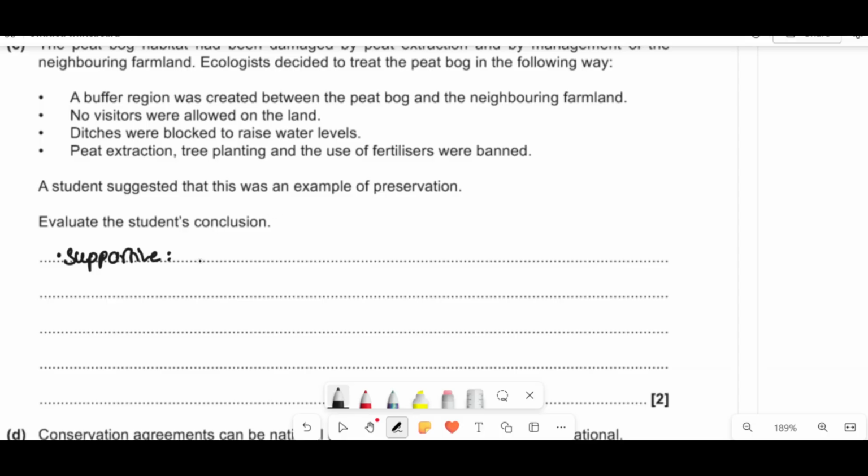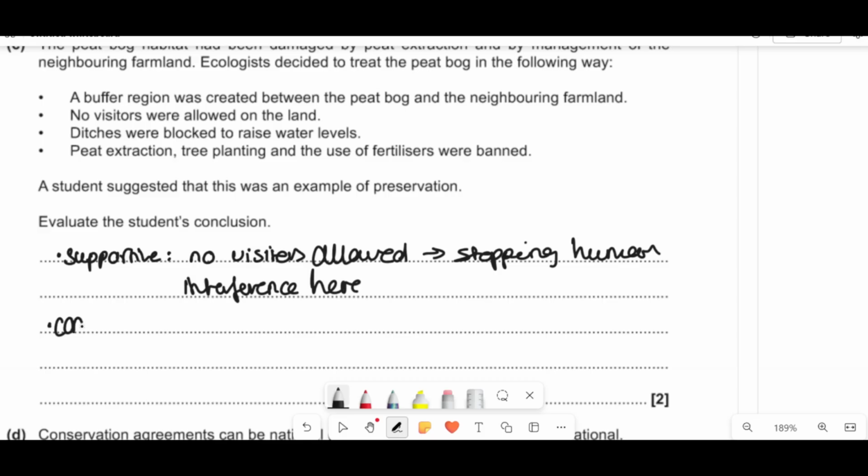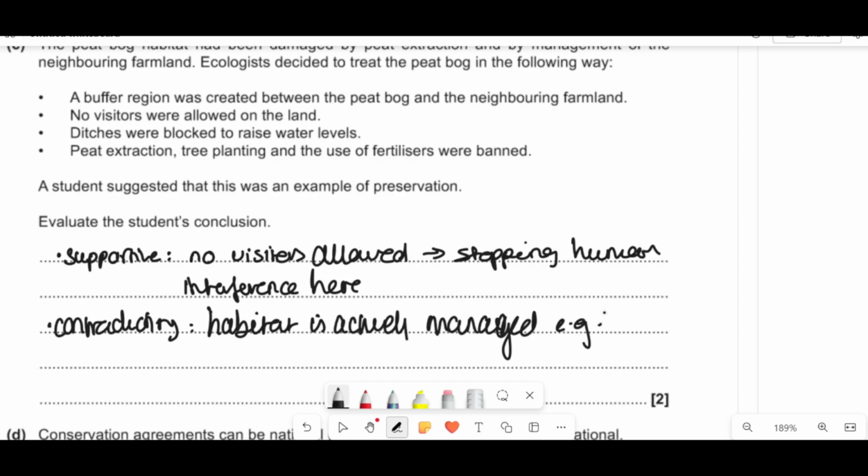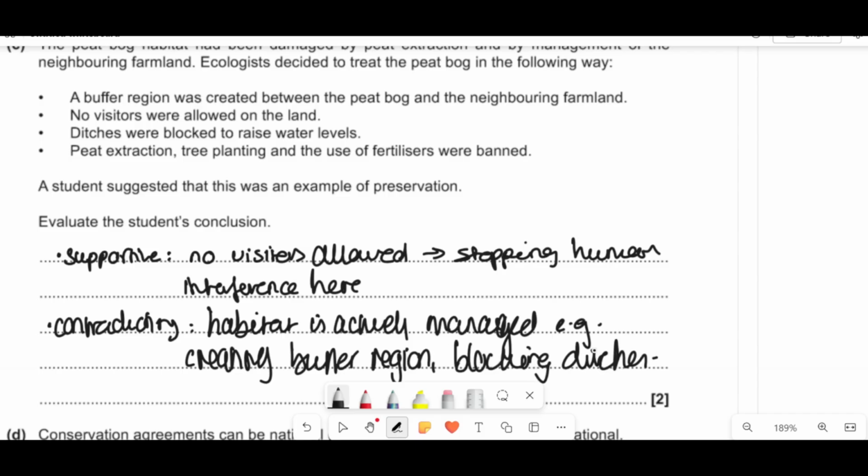So a supportive statement here is that, for example, no visitors are allowed. That's stopping human activities, right? So we're stopping human interference here. But what's contradicting is that the habitat is being actively managed, e.g. creating a buffer region and blocking ditches. There you go. You have to be careful to read the question. Don't unload everything about preservation and nothing else when it's an evaluate question. What's supportive? What's contradicting? And there you go. And whether it's an experiment as well, validity things.